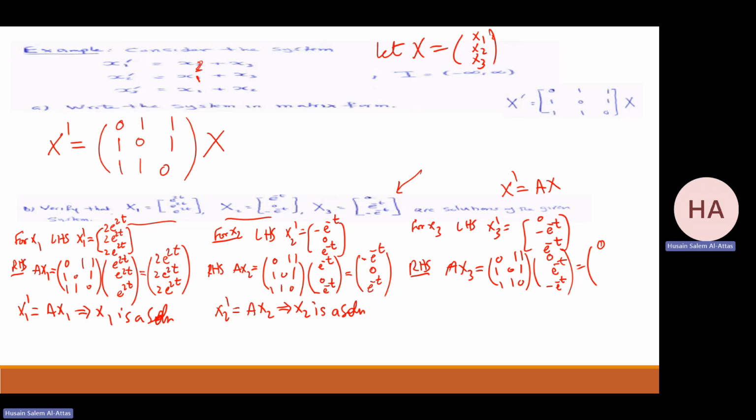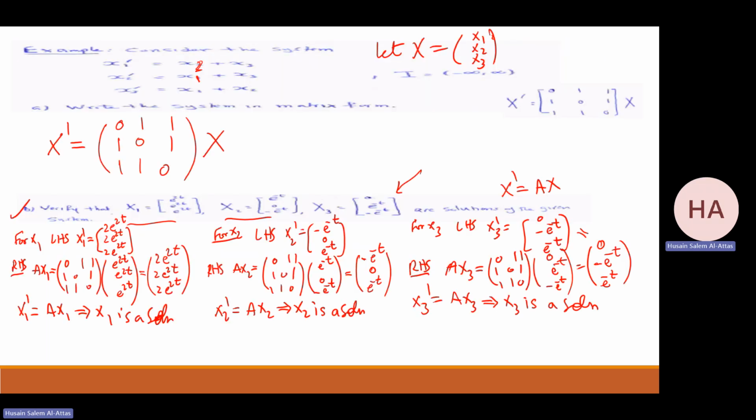That's it. Now I have 0, 0 minus E is minus T. Be careful with the calculation. E is minus T, 0, 0. So that will be E is minus T. Very clear, this is equal to this. Okay. So I have x3 prime equal ax3. So that means x3 is a solution. So we solve this. I verify that all of them are solutions.